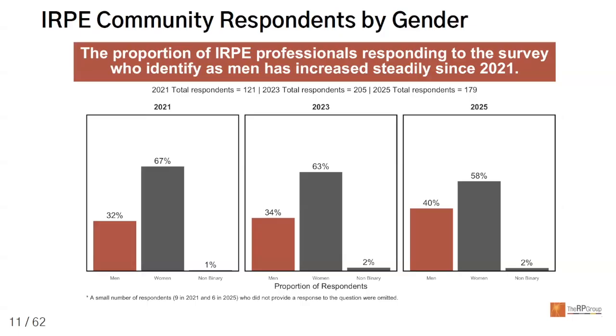since 2021. You can see the total respondents there too. I think it's helpful to see how many, especially when we're breaking it down to percentages. So you can see the 121 to 205, and then the most recent year at 179. All right, so next slide.